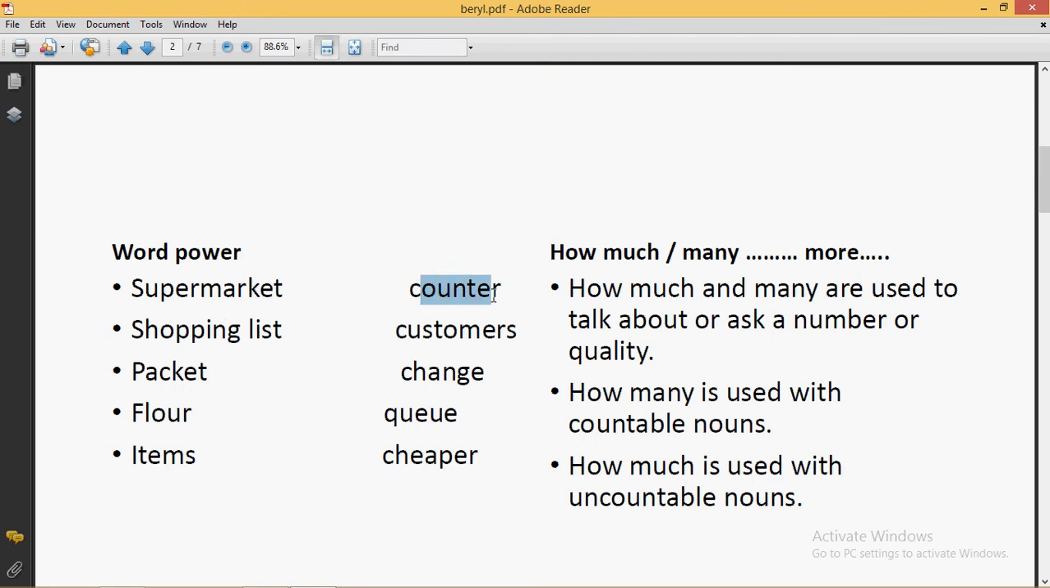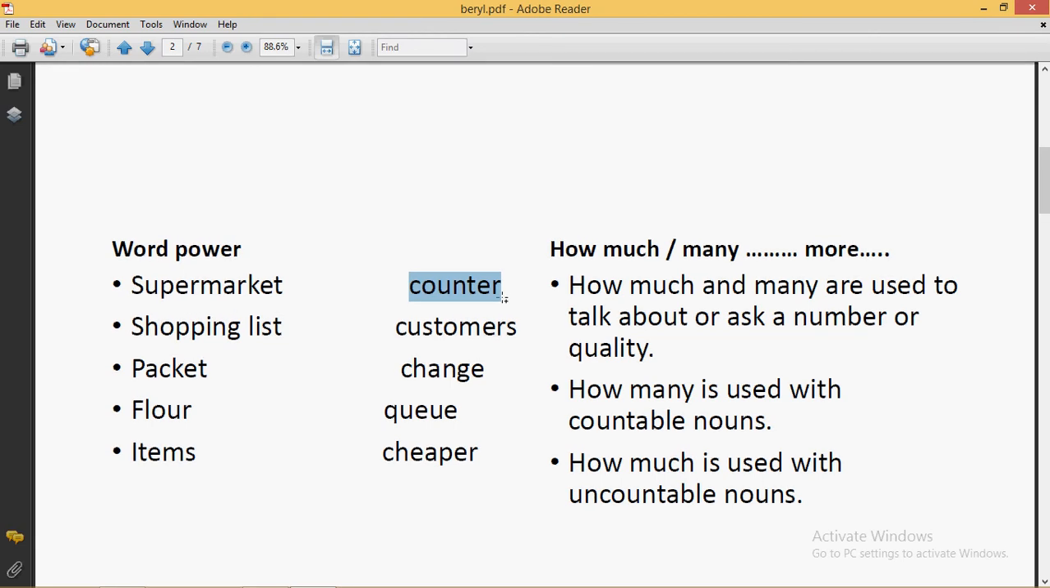Counter. What is the counter? For example, when you go to the supermarket, after picking things, you have to take them to somebody. That somebody you are going to pay the money to is sitting at the counter. So you take your things to the counter, then the person at the counter checks the prices and gives you the list.